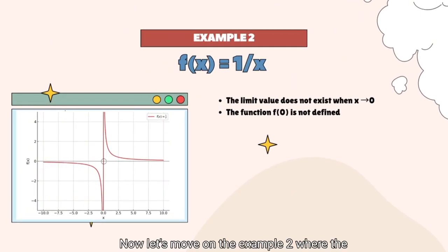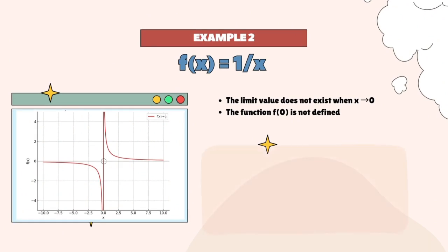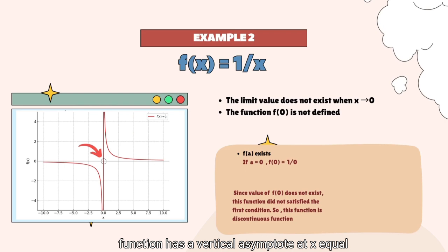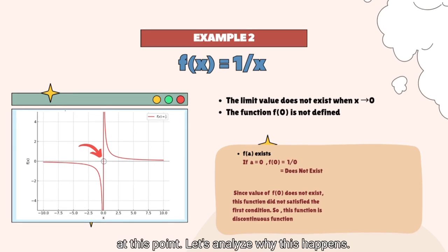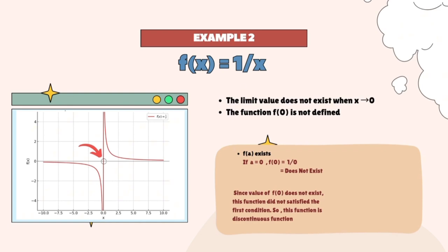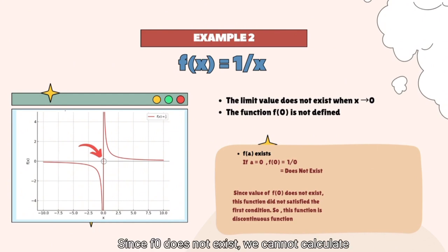Now let's move on to example 2, where the function is f(x) equal to 1 over x. Looking at the graph, you can see that the function has a vertical asymptote at x equal to 0, which indicates that the function is not defined at this point. Let's analyze why this happens. The function f(0) is not defined. When we substitute x equal to 0 into the function, it will give us f(0) equal to 1 over 0, which is undefined. Since f(0) does not exist, we cannot calculate the value of the function at this point.